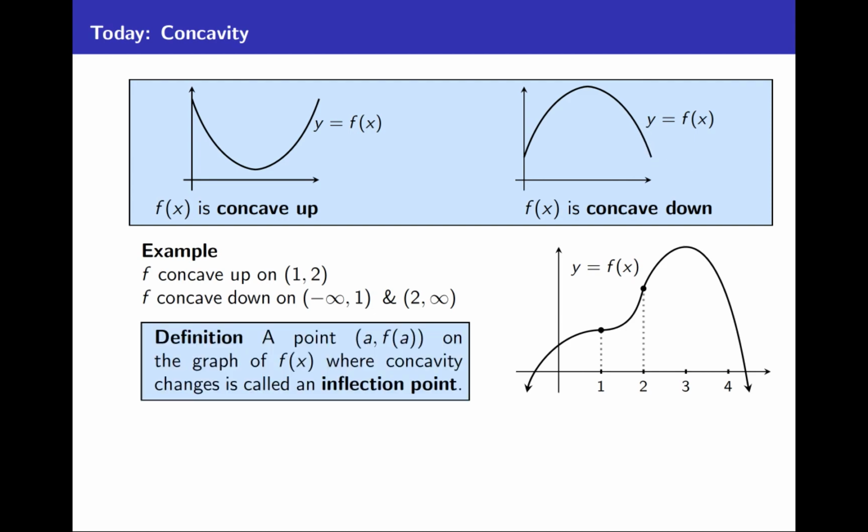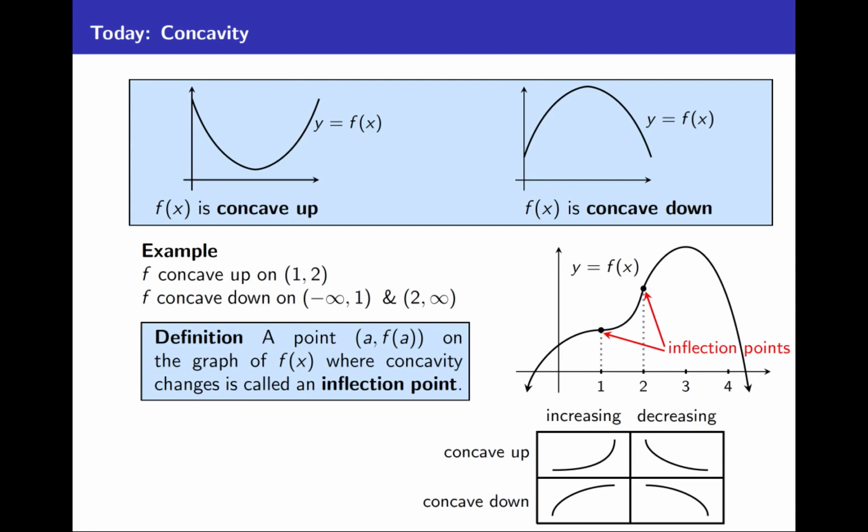One further definition, we're going to say that a point A, f of A, on the graph of f of x, where concavity changes, is called an inflection point. So for example, this point right here, the concavity changed from concave down to concave up. That's an inflection point. And at this point, 2, f of 2, on the graph of f, concavity changed from concave up to concave down. So those 2 points on the graph of f are called inflection points.